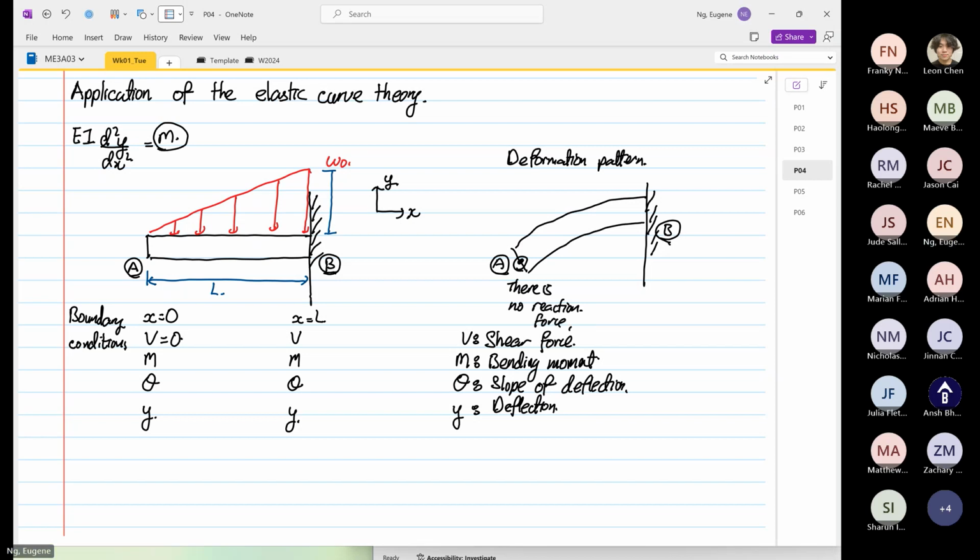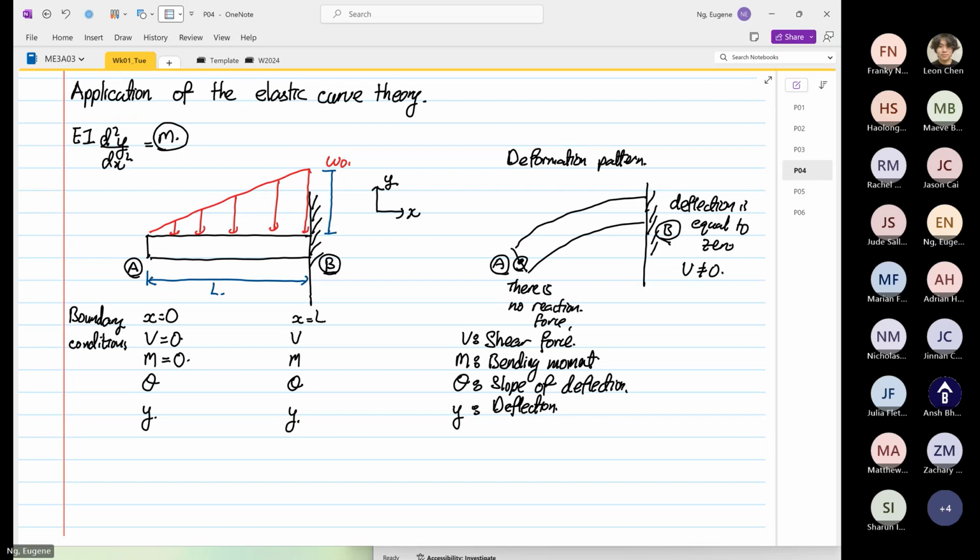Whereas at point B, deflection is equal to 0, so there is a reaction. So V down here is not equal to 0. But over here at point A, x is equal to 0, V is equal to 0. Now moment is also equal to 0 at point A.